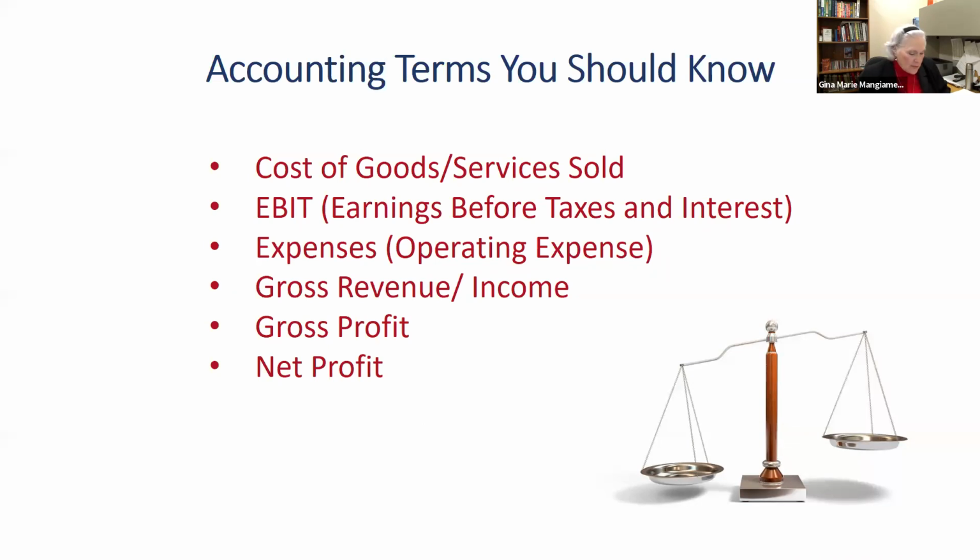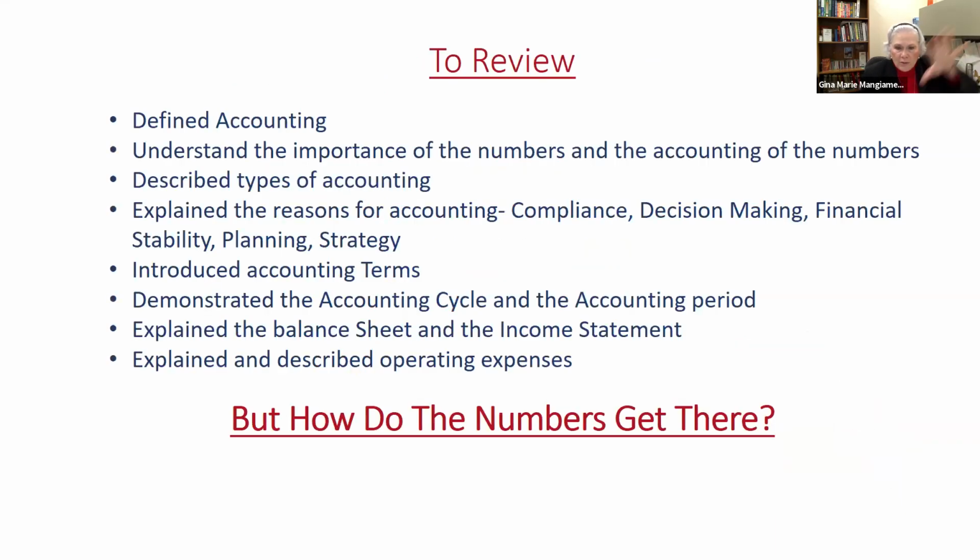Okay, so we've talked about the balance sheet. We've talked about the income statement. We've reviewed different expenditures that your business can have, and we've reviewed terms. So just to review where we are right now, we looked at how we defined accounting and the importance of understanding the numbers. We've described different types of accounting. We talked about financial, audit, tax, managerial, and forensic. We've explained the reasons why you need to understand accounting and read the numbers every month.